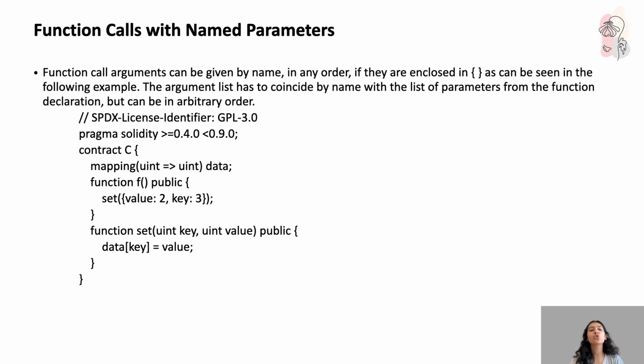Else, had you given 2 comma 3, and your function definition for set was uint key and uint value, key would have been 2 and value would have taken the value of 3. So that is why you have explicitly mentioned that, hey, value is 2 and key is 3.